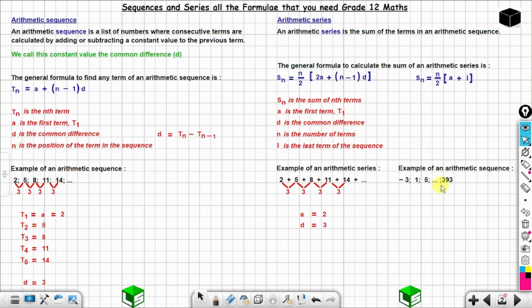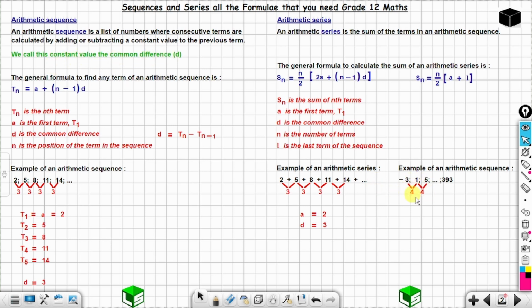Okay, so the difference is always next term minus previous term. 1 minus 3 gives you 4. Now, 5 minus 1, you have 4. So you have a common difference, a constant.